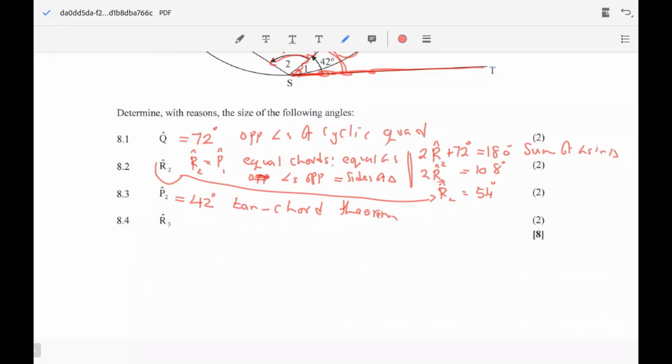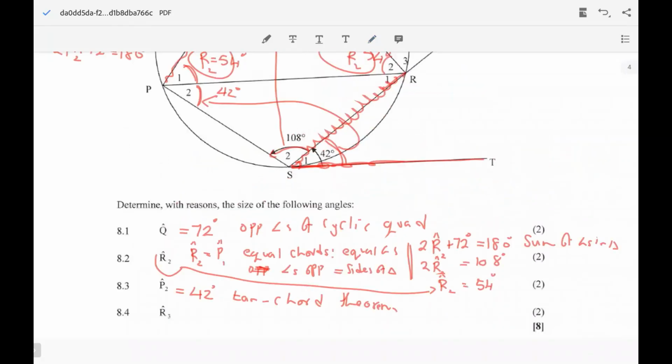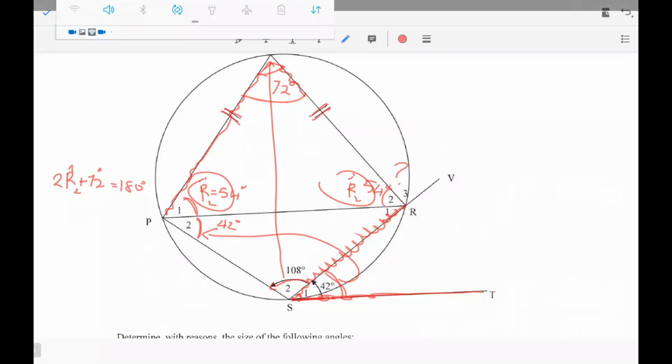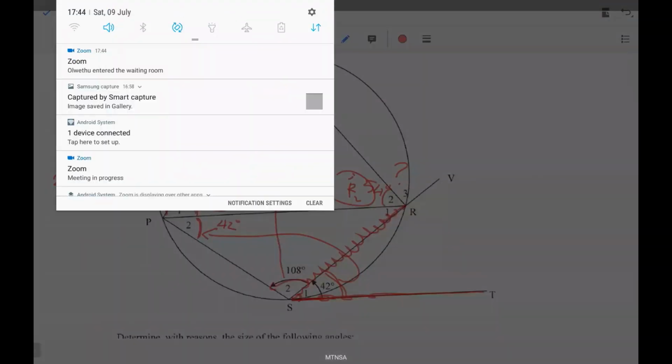It's a tan chord theorem. Then we go to R3. R3 is there, which is an exterior angle to our cyclic quad.